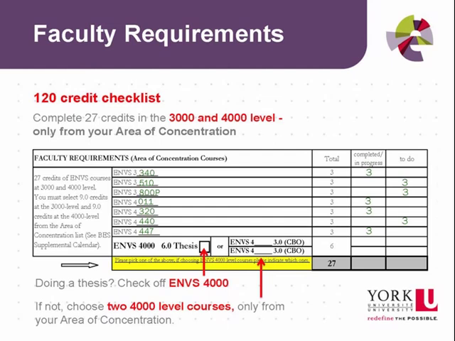You also need to indicate again whether you will complete a thesis in your 4th year. If you're going to do a thesis, check off the ENVS 4000 option and place a 6 under the To Do column. If you are not taking a thesis route, select 6 credits of course-based option courses at the 4000 level. These courses are always selected from your AOC.